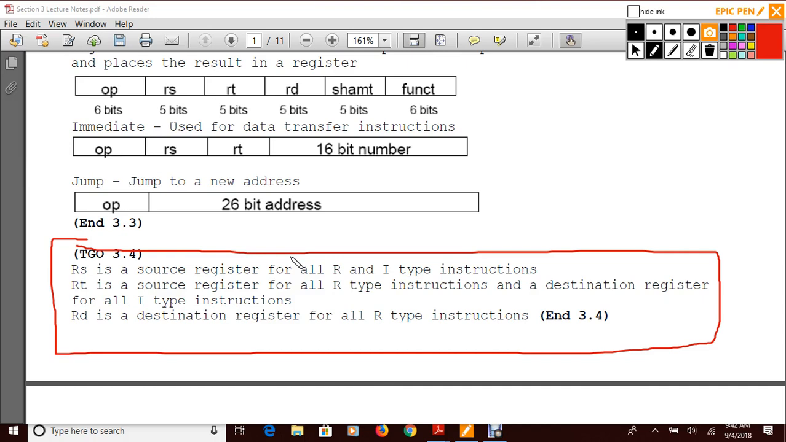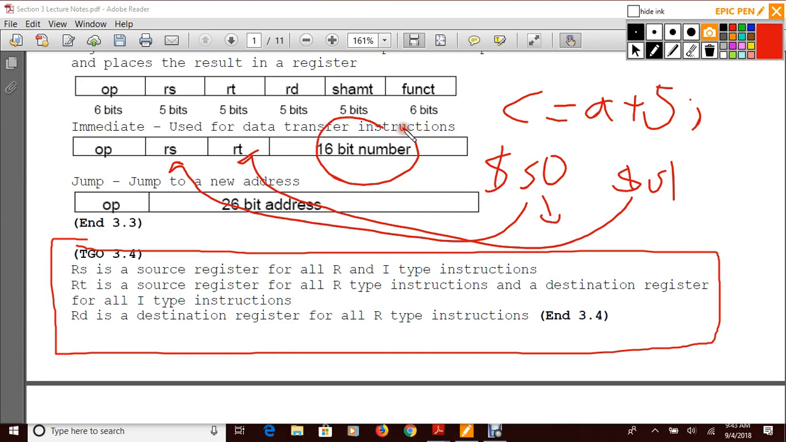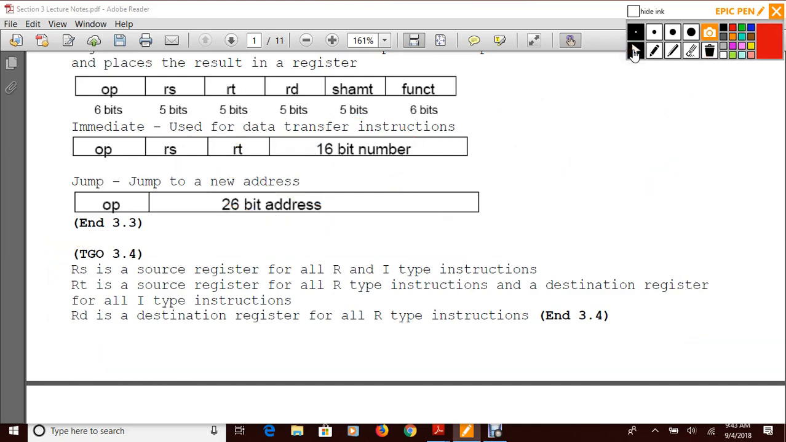So if I have an RT, to give you that example, C equals A plus 5. A typical type of question will be, I assume that S0 is A and S1 is C. That means S0 is going to be RS, S1 is going to be RT, and what's going to happen is I'm going to take the number in S0, add 5, and then store it in S1. And here in the MIPS green sheet, they define it as RT. And then RD is the destination register for all R-type instructions.